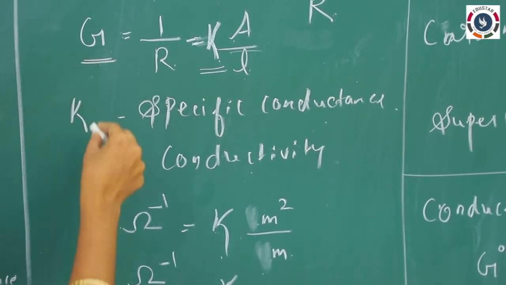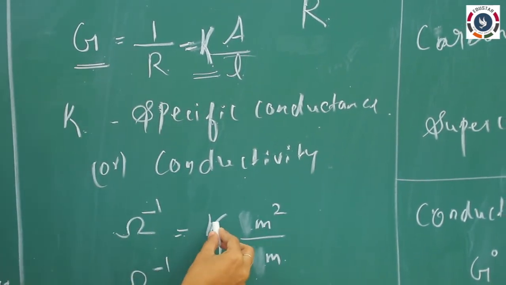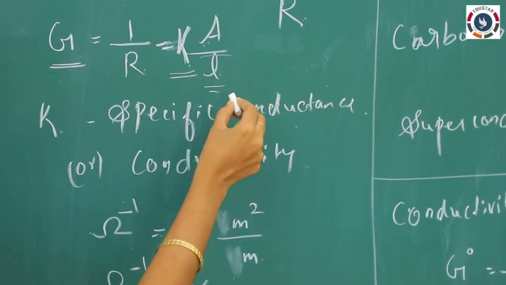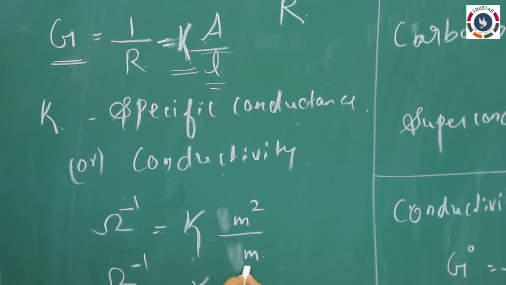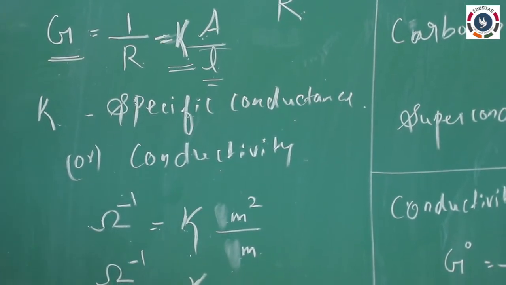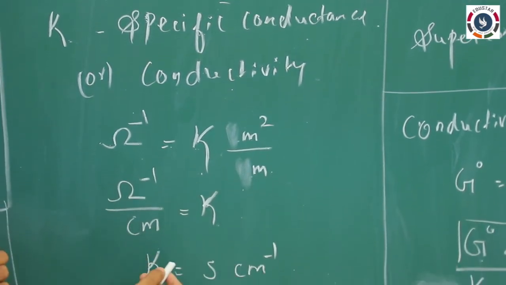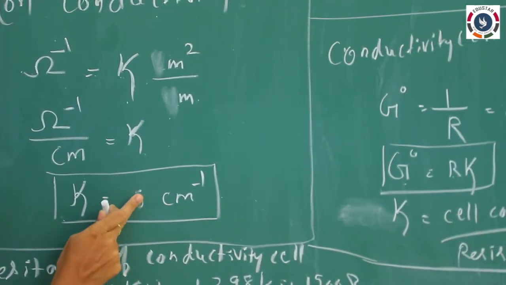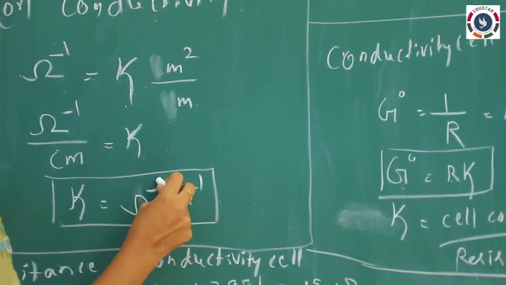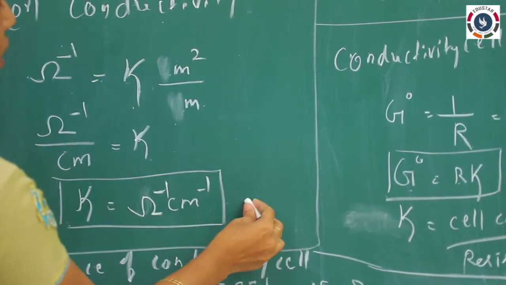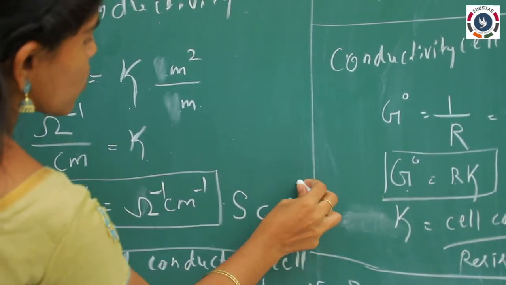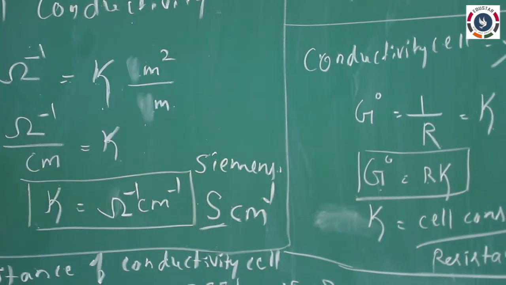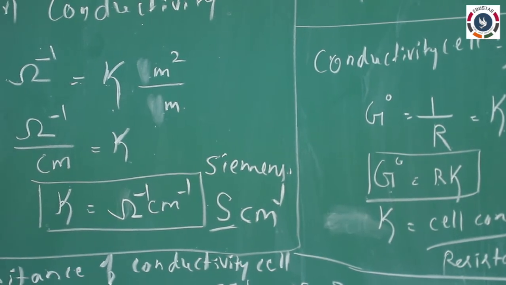What is the unit of conductance? That is ohm inverse equal to kappa, meter square. What is the meter square? That is area. What is the length? That is expressed in meter. Keeping the kappa on one side and bringing all the rest of the things to the other side, we get kappa is equal to ohm inverse centimeter inverse, but I have written it as S centimeter inverse. What is this S? This is called the Siemens. We can also say ohm inverse as Siemens.